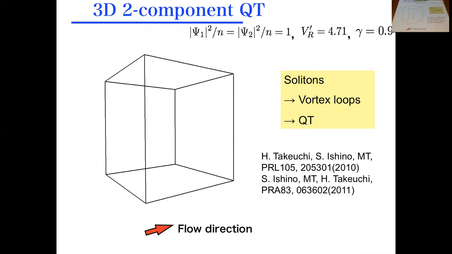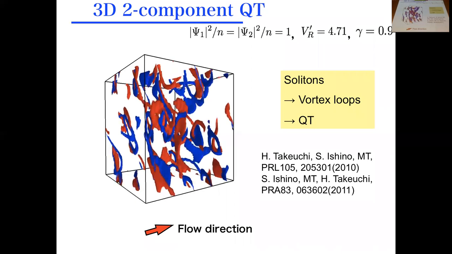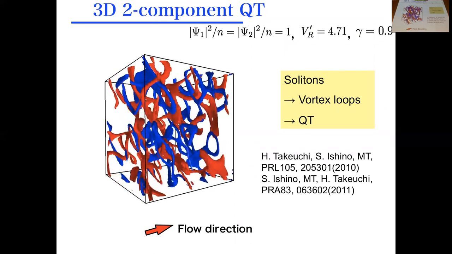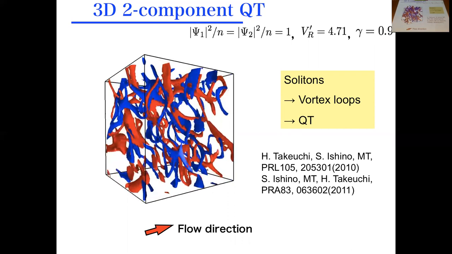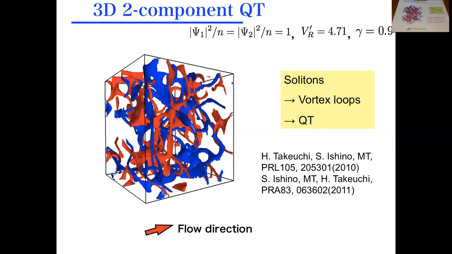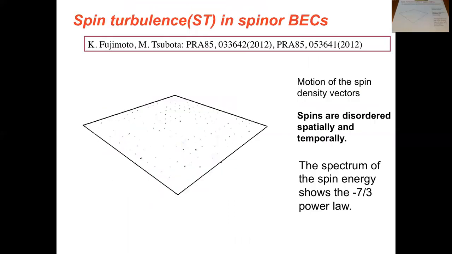So this is a three-dimensional two-component quantum turbulence. We just solved the two-component Gross-Pitaevskii model by the counterflow of two superfluids. In this case, solitons first appear, and the solitons develop into vortex loops. They eventually develop into a vortex tangle like this. Or for example, this is another interesting topic, spin turbulence.